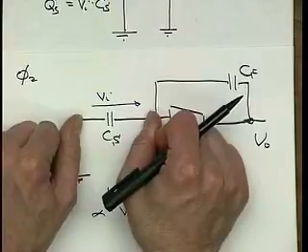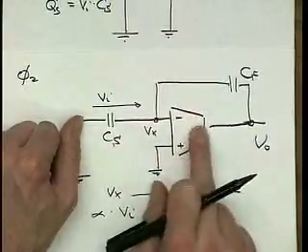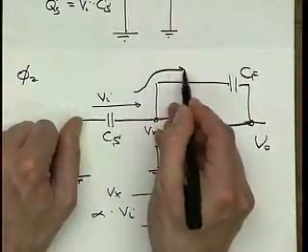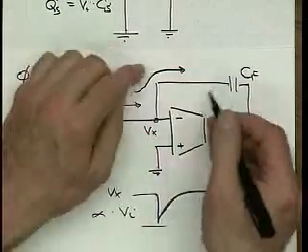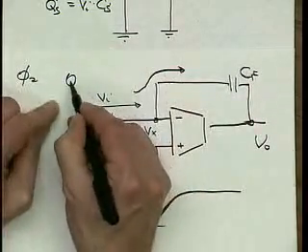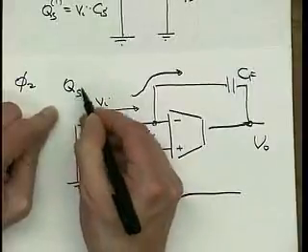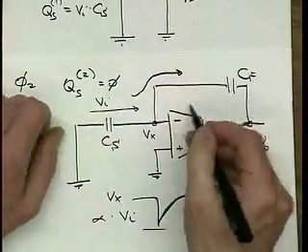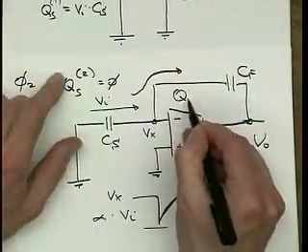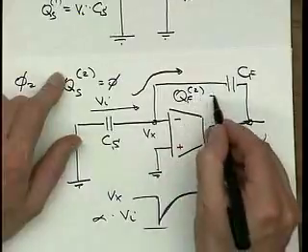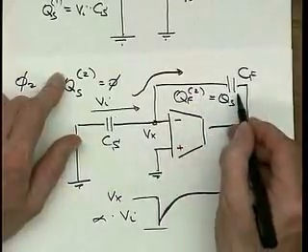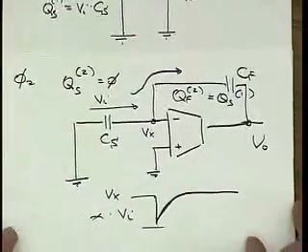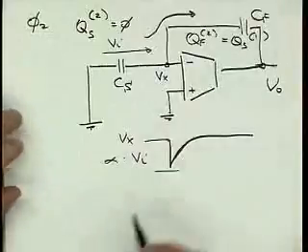Well, that means that ultimately the voltage across Cs drops to 0, right? So where does its charge go? Well, it can't flow into this amplifier. It has to flow onto Cf. So all of this charge flows onto Cf. So at the end of phase 2, Qs is equal to 0, and Qf at the end of phase 2 is equal to Qs at the end of phase 1. Right?